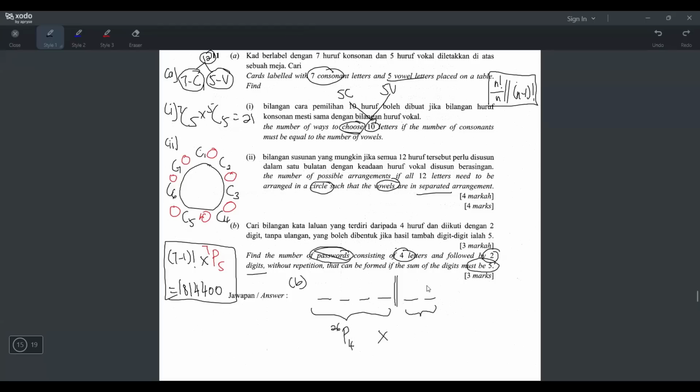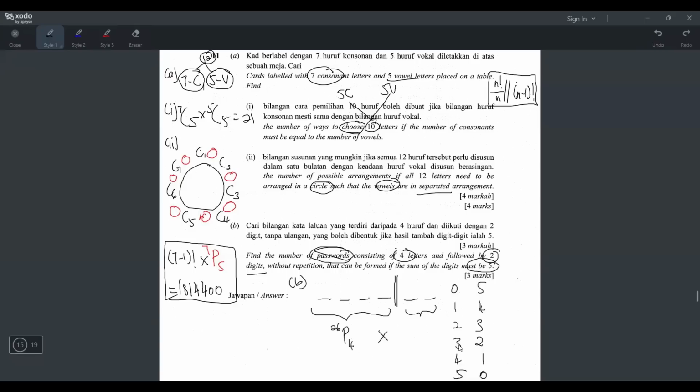Then multiply with the digits. We know digits are 0 until 9, but the sum of the digits must be 5. So I think we have to list out the combinations of digits that add up to 5. It's not a lot of combinations. The digits can be 0, 5, so if it's 0 followed by 5, the sum will be 5. Or it can be 1, 4, or 2, 3, or 3, 2, or 4, 1. The sum is 5 also. Or it can be 5, 0.